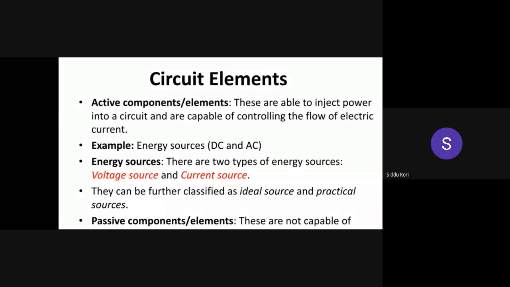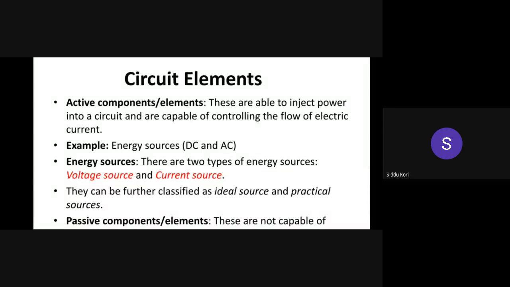Means for any circuit, there must be some source of power, something supplying the power, a power supply kind of thing. So these are the elements that supply power into a circuit and are capable of controlling the flow of electric current. If they supply, obviously they are controlling the flow of current. So basically it is a source, maybe a voltage source, maybe a current source. Those inject power into the circuit and control the flow of current. So this is our active component.